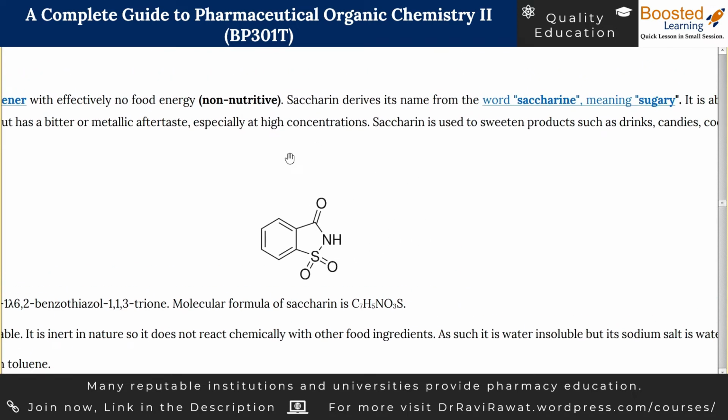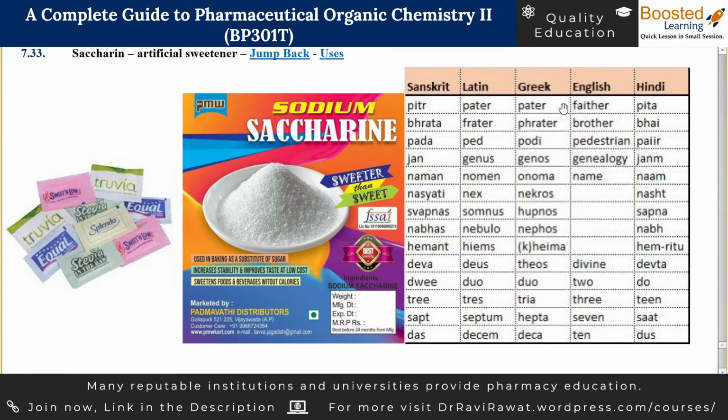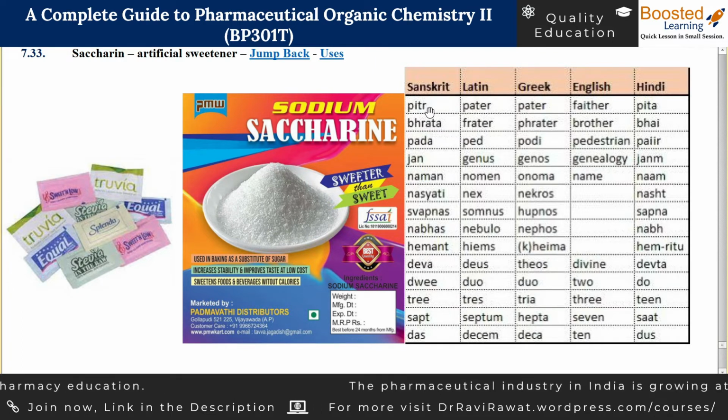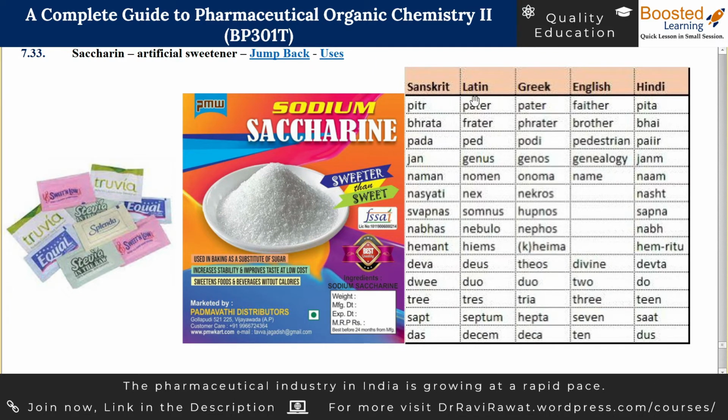If you see the word saccharin, it has been derived from the word shakkar, which is a Sanskrit word itself. So I hope you do not find it difficult to memorize this word. This word has been taken from the Sanskrit word shakkar, which means sugar. And likewise, there are many words which have been derived from the Sanskrit language and were later carried by the Latin language, then the Greek language and English language. And in fact, Hindi has its words derived from Sanskrit. So almost all the world's major languages have derived their words from the Sanskrit language.